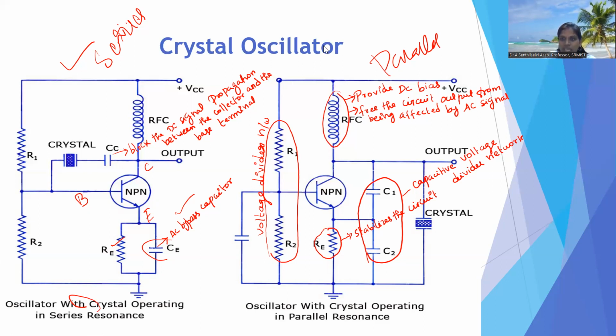We will see in the next session. We will discuss the UJT relaxation oscillator and the IC 555 timer.